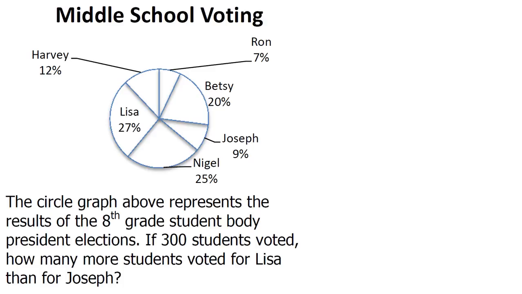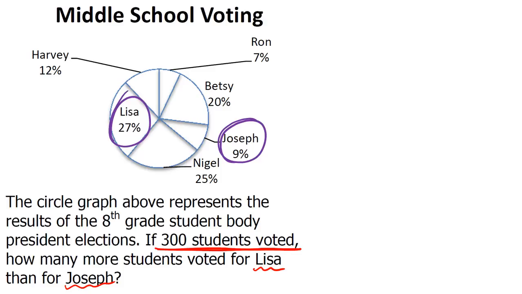Here we have middle school voting, and it says the circle graph above represents the results from the 8th grade student body president elections. If 300 students voted, we're going to take a pause there and underline 300 students voted. How many more students voted for Lisa than for Joseph? Let's highlight where Lisa and Joseph are. Lisa is at 27% and our friend Joseph is at 9%.